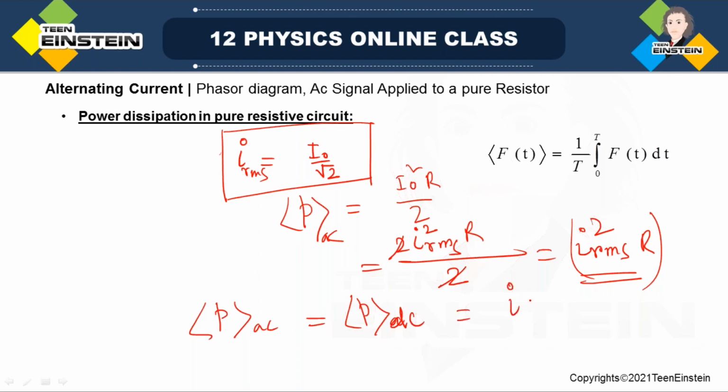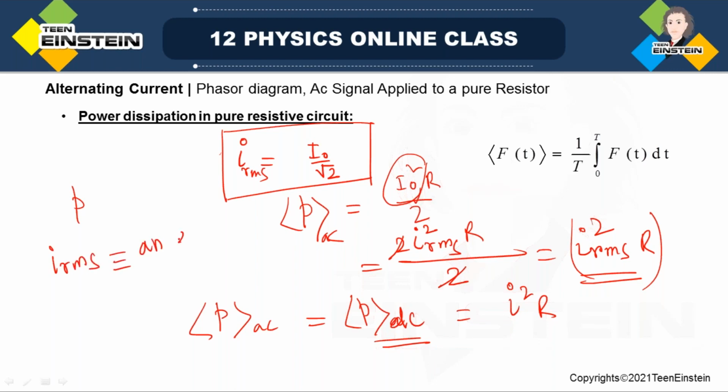Both actually have the expression I squared R. Earlier what we got, the AC average power, was I0 squared R by 2 if I simply write the amplitude. But now I have defined a special amount of current which is equivalent to an average current or DC current, which will produce the average power dissipation in the circuit same as DC. That's why this is called effective current. IRMS is called an effective current.